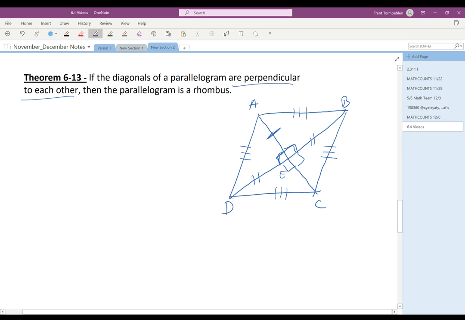Interestingly, I just thought of another way that you could have done this. AC, in the case of a rhombus, because we know it's a parallelogram, we know that the diagonals bisect each other. And we were given that they're also perpendicular, which means AC is a perpendicular bisector. And the perpendicular bisector theorem says any point on the perpendicular bisector, in this case A, is equidistant from the endpoints. So we could have shown that AD is congruent to AB using that perpendicular bisector theorem.